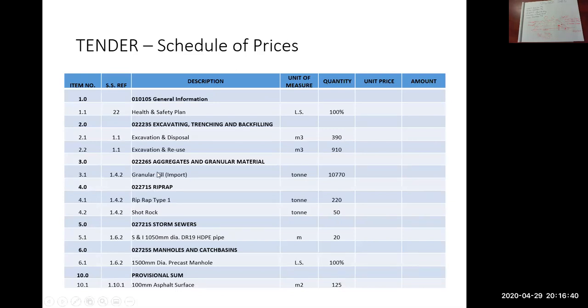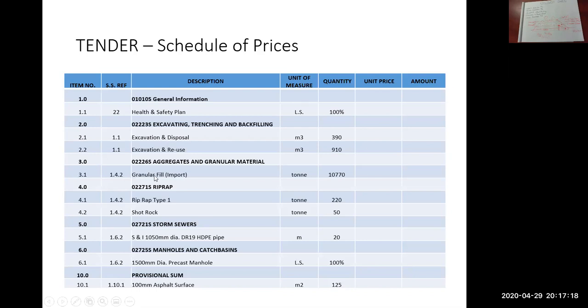We'll get into this in more detail after the break, but all the tender items are numbered. So you've got a column telling you what spec to refer to. In spec 1.1, you would be told what exactly excavation and disposal is comprised of, what costs you should include for this item. Also, for example, this 1.4.2 would tell you the type of granular fill that you would be allowed to use.